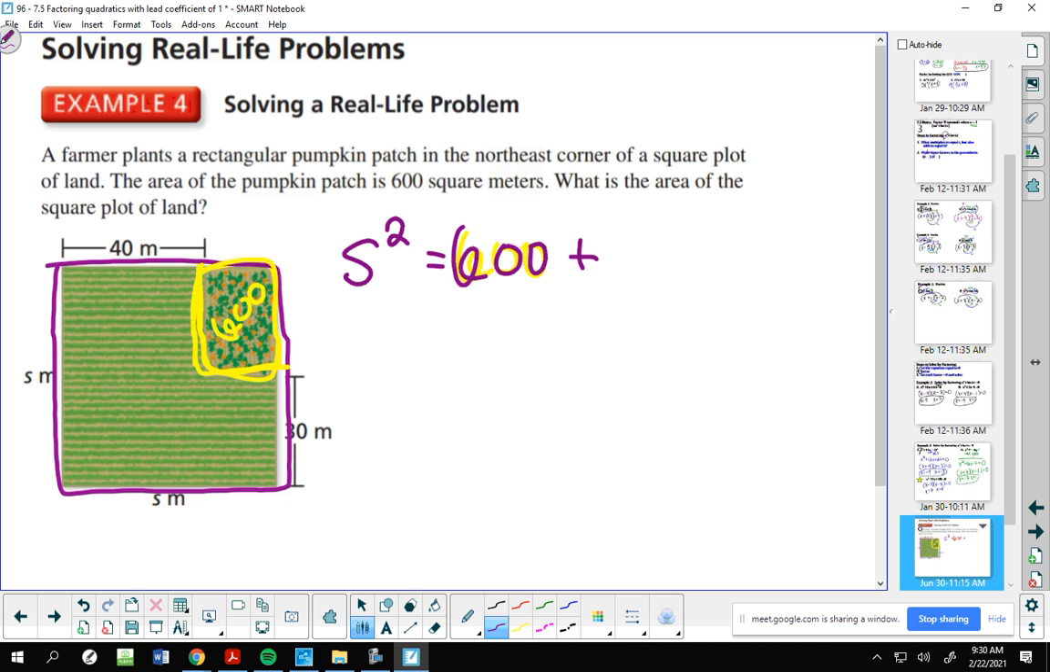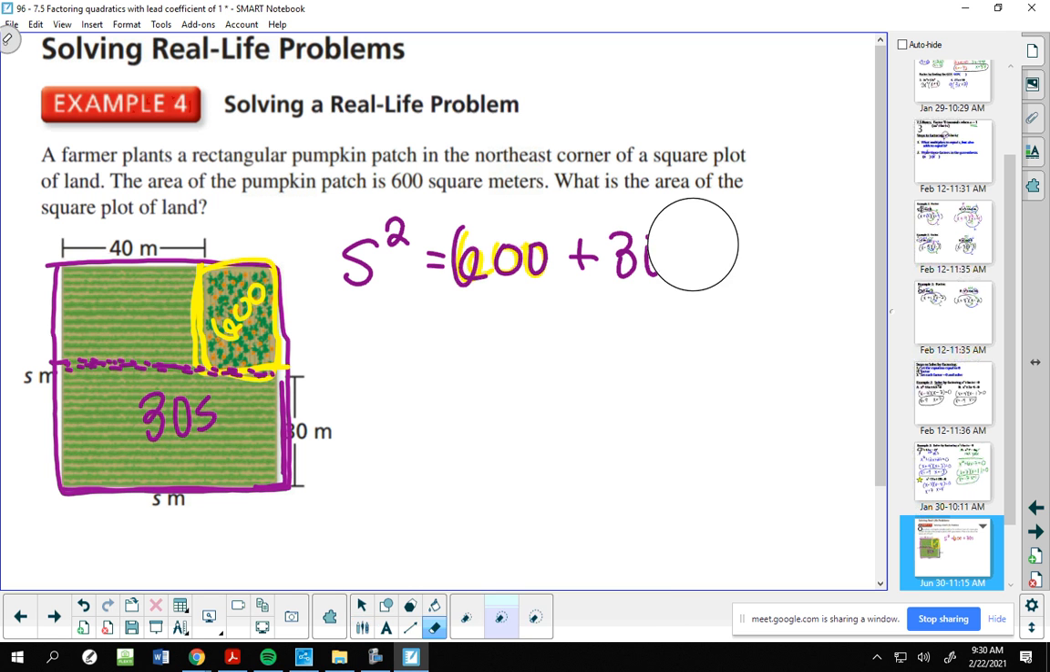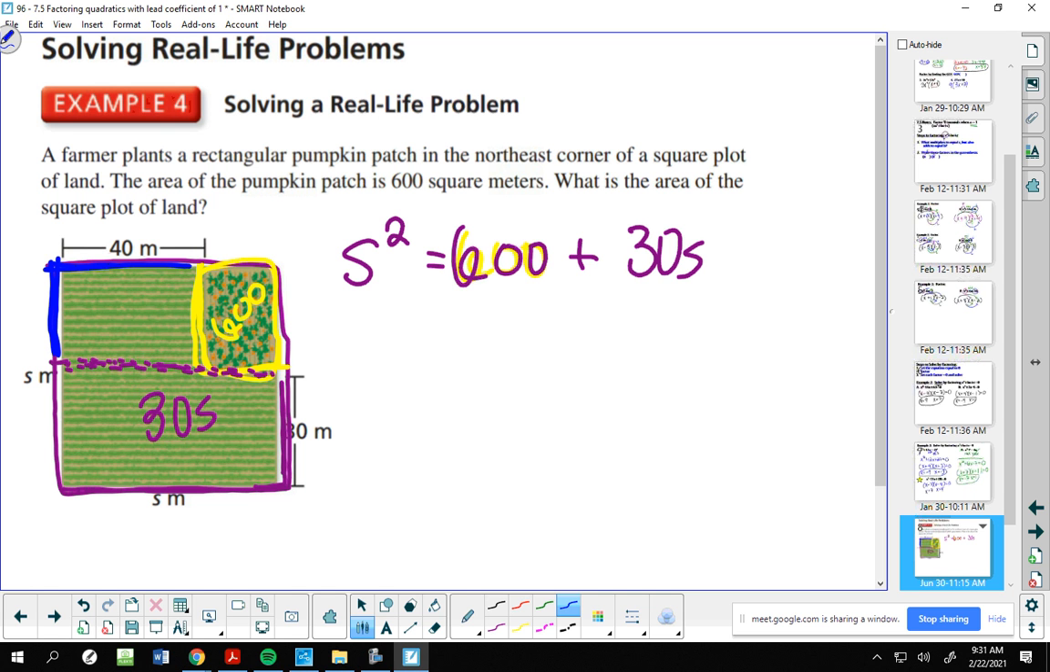Let's break this up into 2 rectangles here. Okay, pretend like my line is perfect. So the area of this rectangle down here is S times 30, so 30S. So let's add that to our total. And then we just need the other part up here, which is, okay, so this part's 40 times this, the whole side length is S, and then since this part right here is 30, I want to take S and subtract out this part.